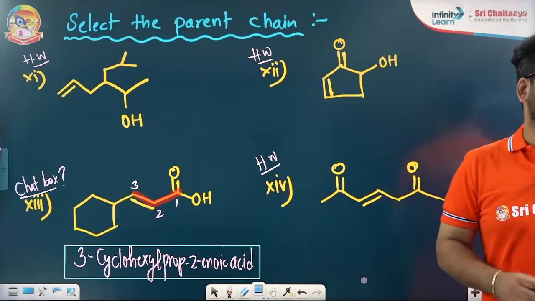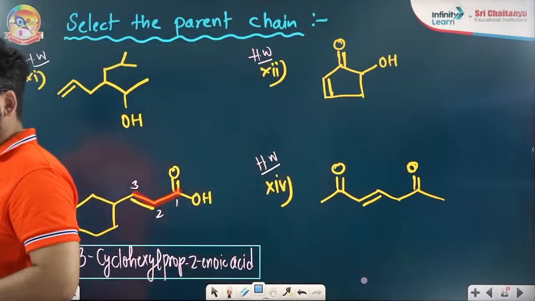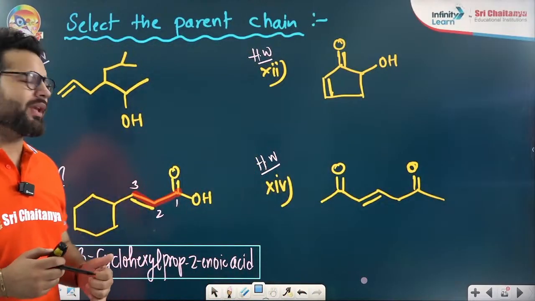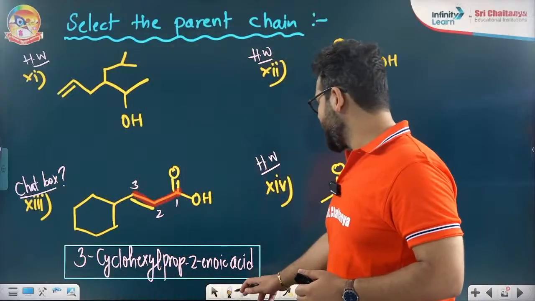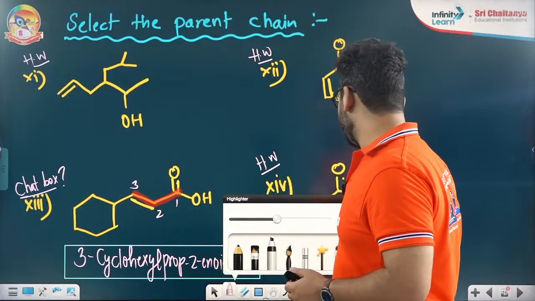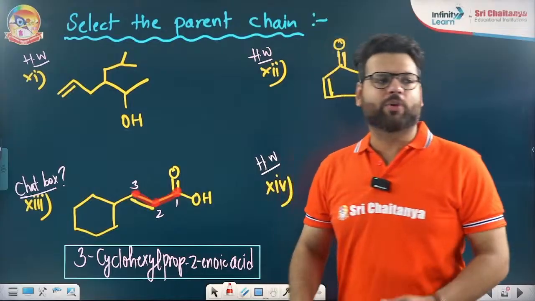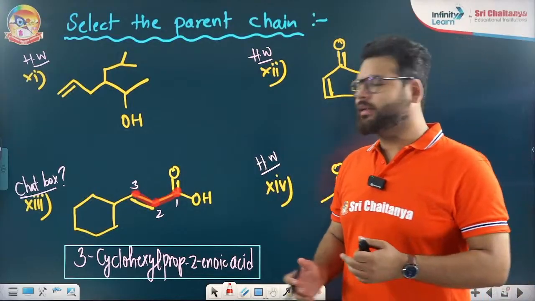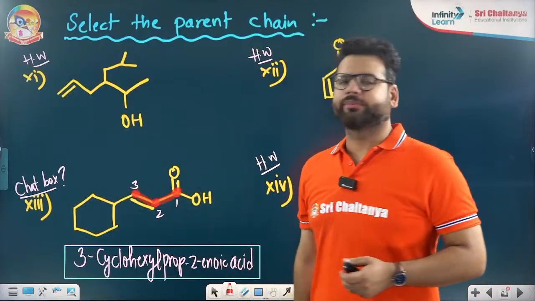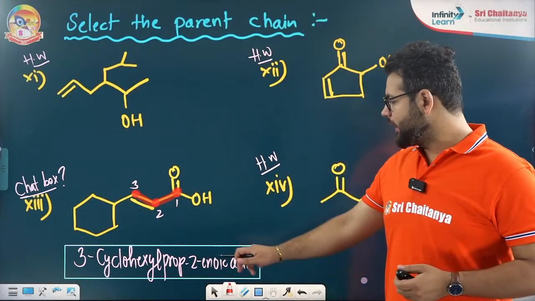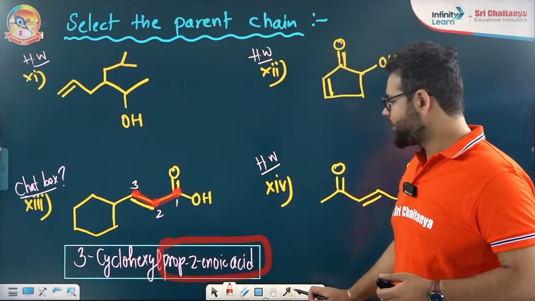It is 3-cyclohexyl prop-2-enoic acid. The main functional group is COOH. So keeping the COOH carbon in the parent chain, and alkenes also must be kept in the parent chain. So the parent chain becomes these 3 carbons, 1, 2, 3. It's a propene. It's a propenoic acid. This is the parent chain.